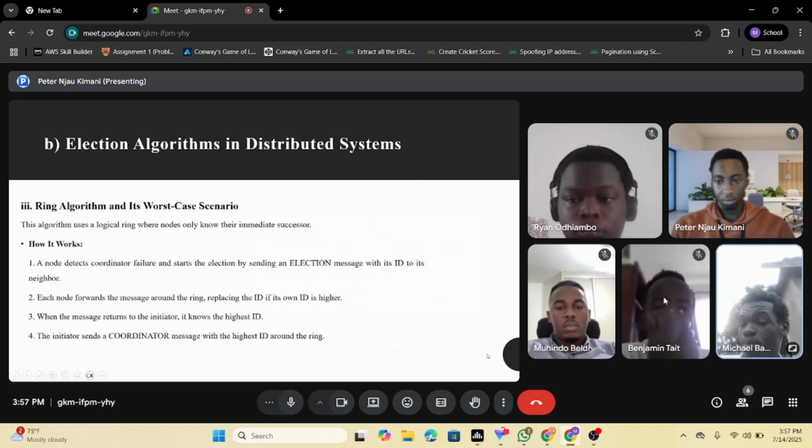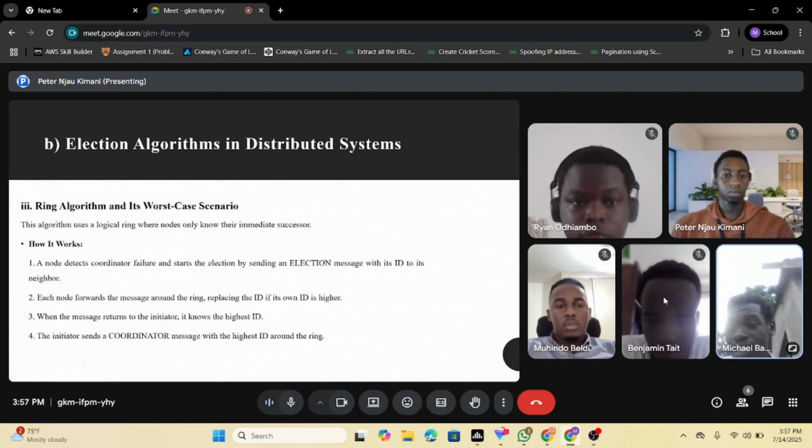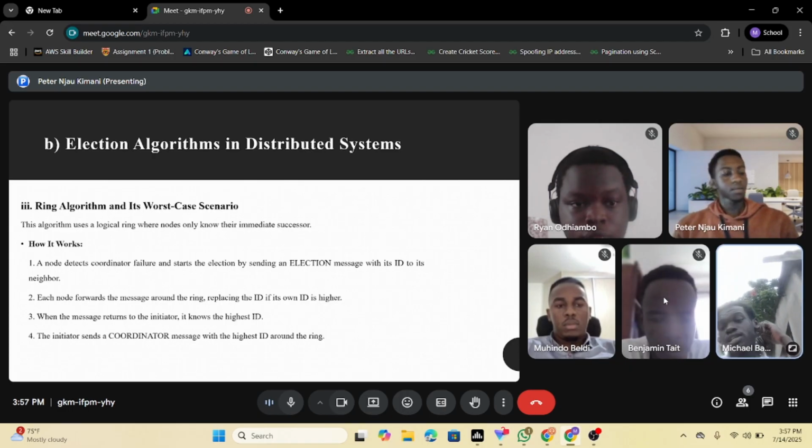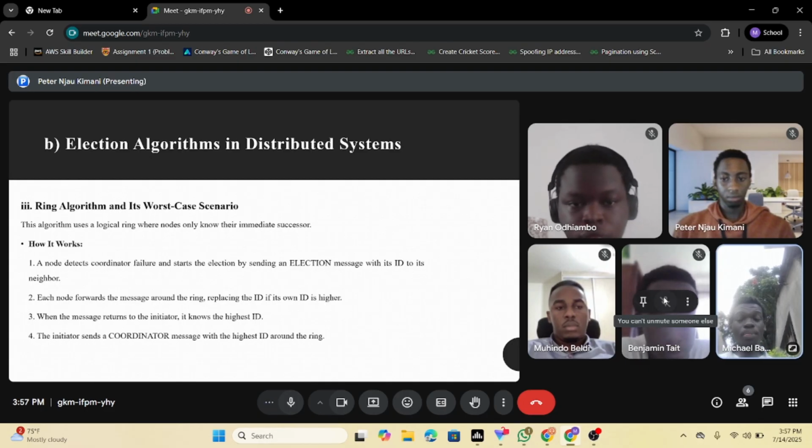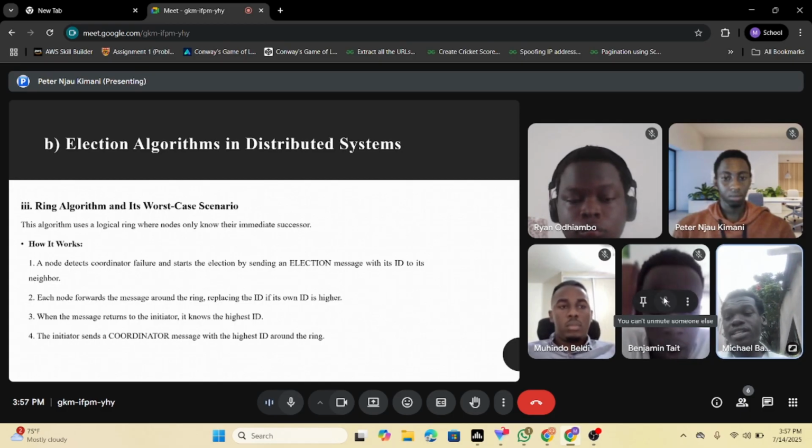Next slide. Now, the other thing is the ring algorithm, and it looks at the worst case scenario. So basically, it uses a logical ring. Yes, not a physical one, of course. A logical ring where nodes only know the immediate successor. Yeah. So unlike the first one, which assumes that you have to know all the others, this one knows only the immediate successor. So how does it work?